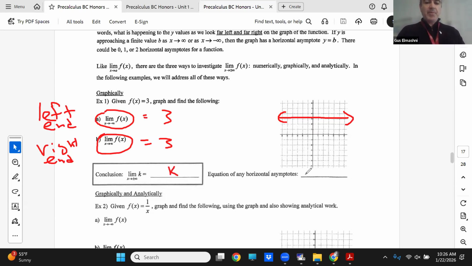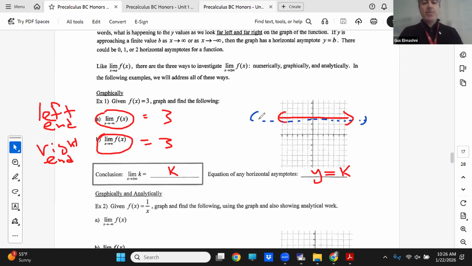So what this tells me is that the equation of any horizontal asymptote is y equals k. Does this have a horizontal asymptote? Actually, it does, believe it or not. I know it's kind of weird. It does because horizontal asymptotes are purely about end behavior. What do the ends of the graph do for y equals 3? Y is 3. So even though we don't draw that, it technically does have a horizontal asymptote.